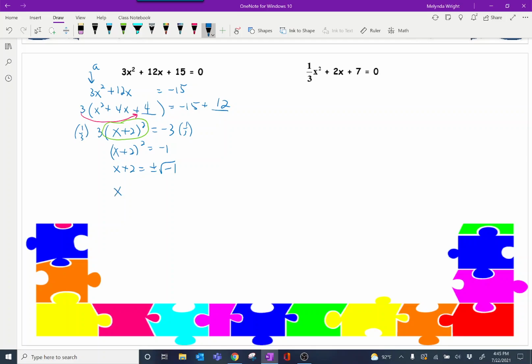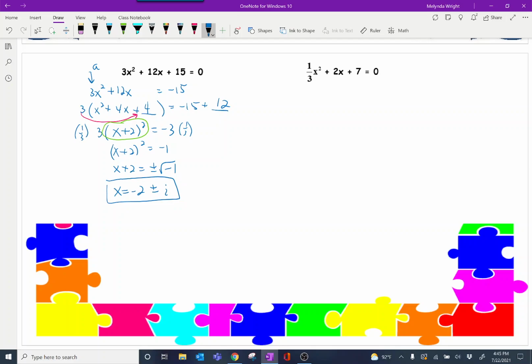So x is going to be, and I'm going to move the 2 over, plus or minus. Remember what the square root of negative 1 is? You're right, it's i. And so there's our solution, negative 2 plus or minus i.